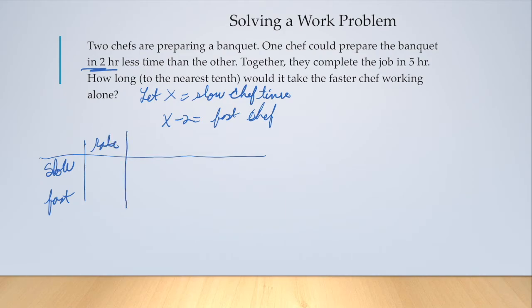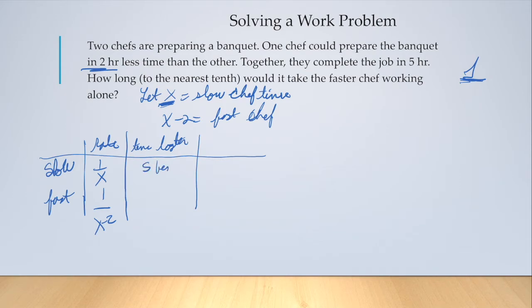So I've got my rate. If I have an amount of time and I'm trying to complete one job, what I'm going to do is take that time and divide 1 by that. So I've got 1 over x would be the rate for the slow chef, and 1 over x minus 2 would be the rate for the fast chef, and that's because we're trying to complete the job.